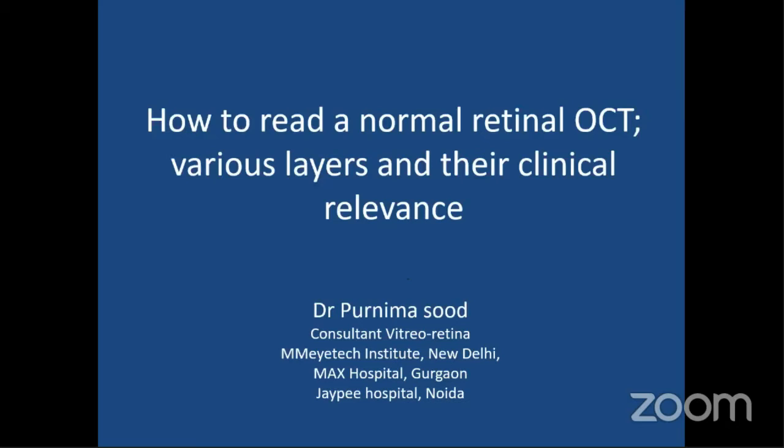We are going to divide this into two parts. First, she's going to talk about the normal OCT, the various layers which are there, and the clinical relevance of all these. And then in the second part of this, we will discuss what are the various conditions and how they show up on OCT. So over to Purnima for the normal OCT, various layers, and their clinical relevance.